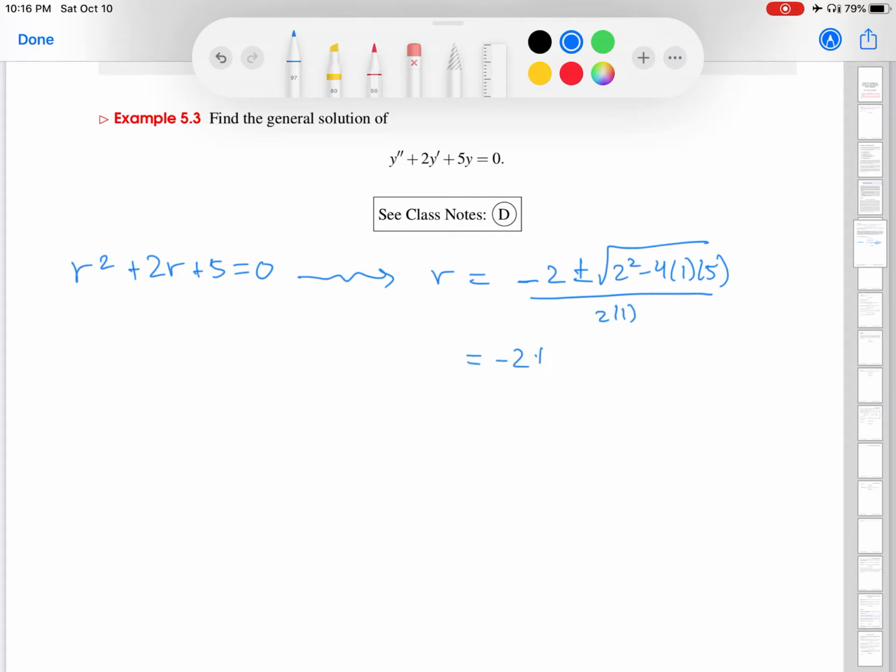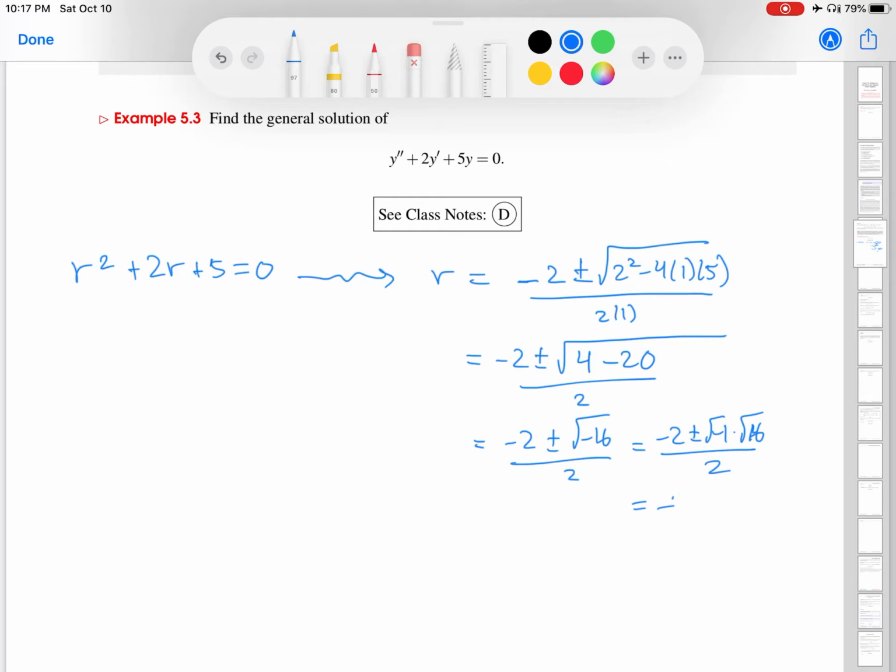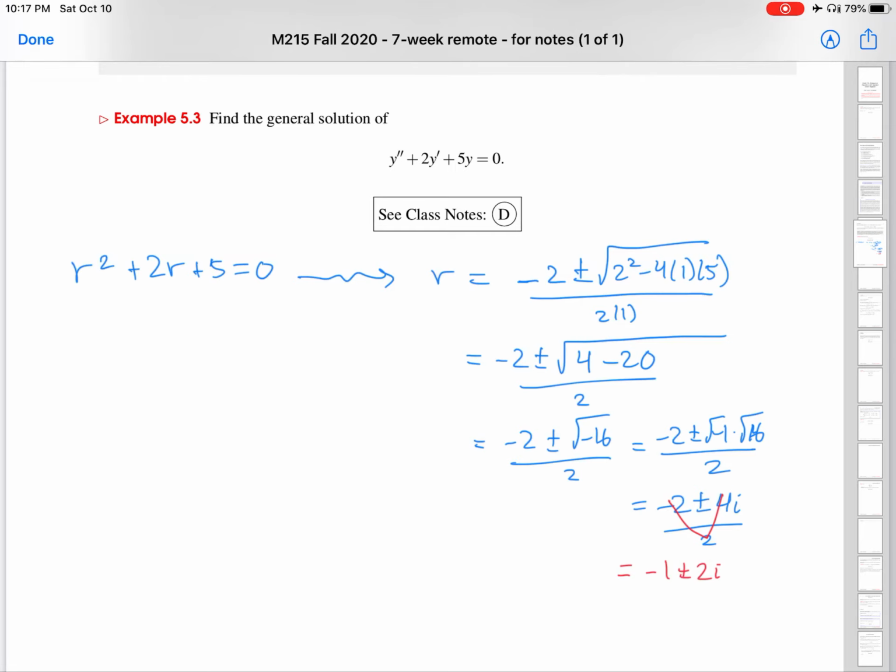And then we just do a little bit of the arithmetic. Under the square root, we get 2 squared is 4, minus 20, all over 2. And that leaves us with the square root of negative 16 over 2. And we can split that up: square root of negative 1 times square root of 16, divided by 2. So we get minus 2 plus or minus, square root of 16 is 4, square root of negative 1 is i. There we go. And then we can get rid of a factor of 2 to leave us with negative 1 plus or minus 2i. So we get two roots, as we should, because we're solving a quadratic equation.